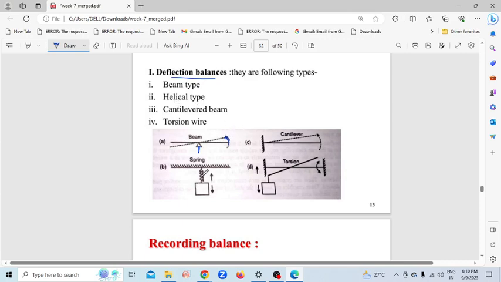Then the helical type, which is a spring type. As mass loss occurs, the spring will move up. Similarly, if your sample is gaining mass, it will move down like that.